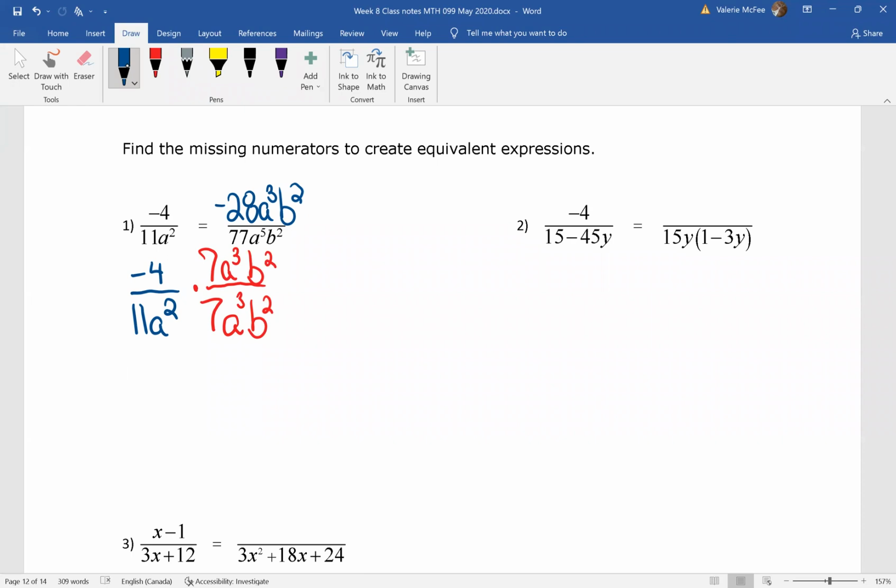I can see in question 2, you're going to need to factor. Why don't you pause your video, see if you can create the equivalent expression. Do you see, once you've factored the denominator, that you're just missing this factor of y? That means the numerator and the denominator would need to be multiplied by y. So our equivalent expression is negative 4y all over that denominator.